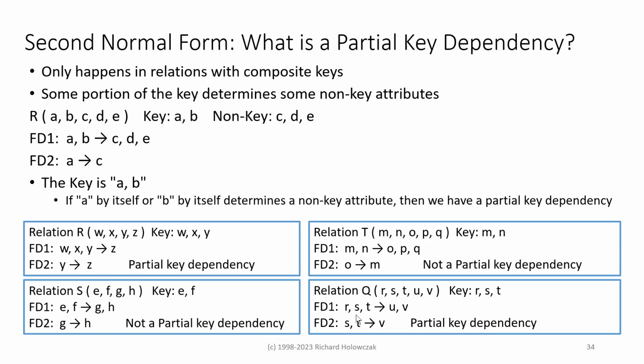You're looking for any situation where any part of the key appears by itself on the left-hand side of the arrow in a functional dependency. So Y determining Z is a partial key dependency, ST determining V is a partial key dependency. A determining C, or B determining D, or B determining D and E, anytime part of the key appears to the left of the arrow. So these are bad things. We don't like these. They indicate that there's a problem with the data.